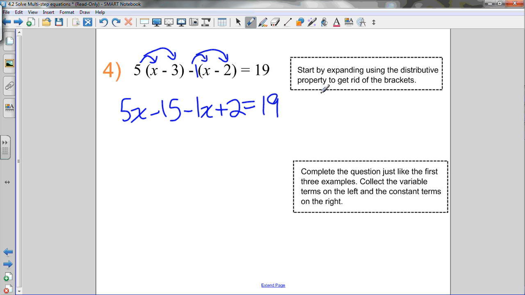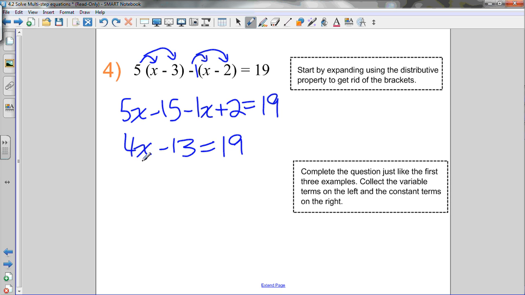Now, this is a question just like the ones before. On the left side of the equation, I already see some like terms I can collect together. So I'm going to do that first. So I have a 5x minus a 1x, that's 4x. And I have a negative 15 plus 2, that's negative 13. And this left side is equal to 19, it tells me.